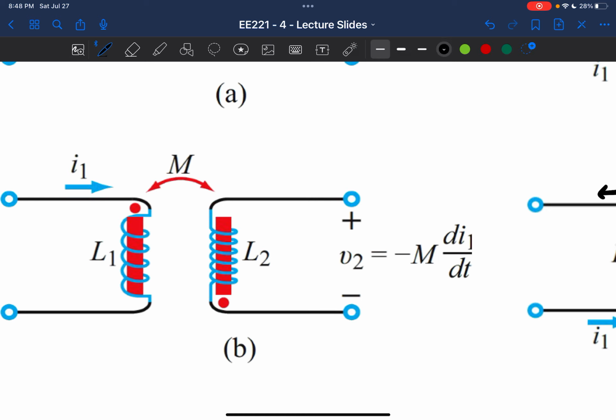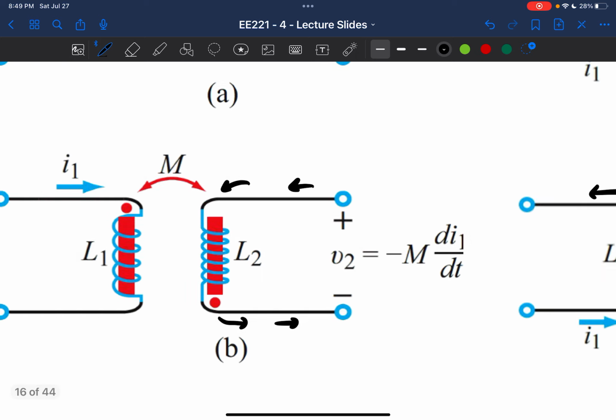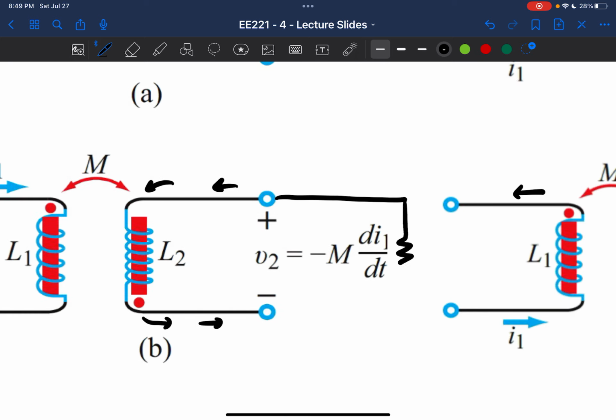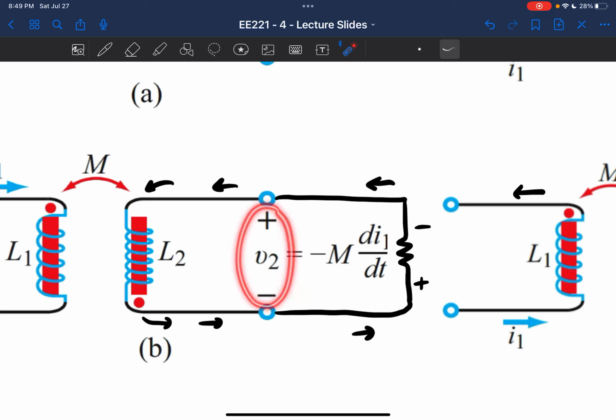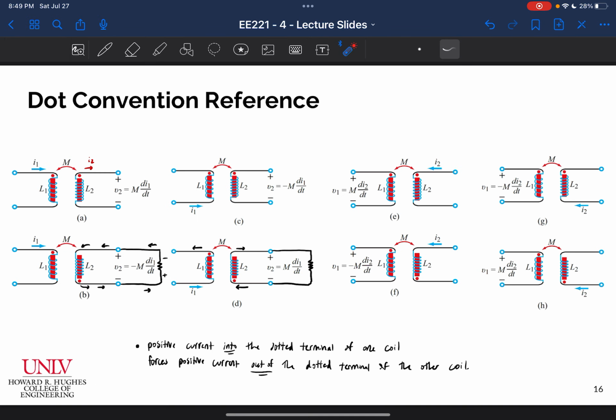So again, positive current into the dotted terminal of one. We've got positive current into this dotted terminal, which should force a positive current out of the dotted terminal on the other coil, which means I should get current flowing like this in this circuit. And that is consistent with me connecting a load right here. If I'm assuming current's flowing this way, then the voltage polarity is plus to minus in this direction, and they're saying the voltage polarity is plus to minus in this other direction, and they're getting a negative voltage, which is exactly what we should expect to see. Okay, so this is the dot convention. This is your dot convention reference.